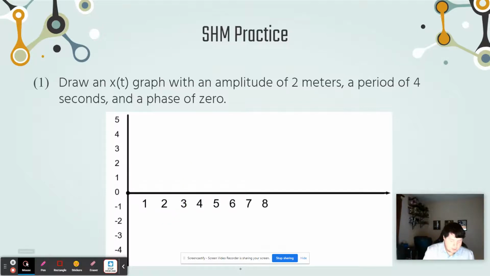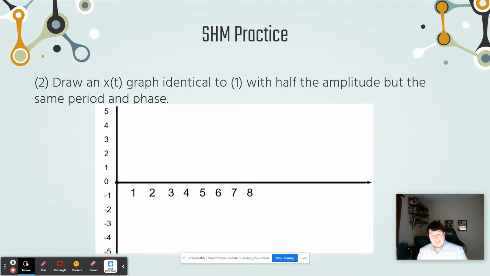This next question just asks us to consider the same period and phase we did in the first one, but with half the amplitude. So what would halving the amplitude do to a wave? Well, that'll just make the wave squish down more toward the x-axis here. And so we'll draw a wave here that is a little squished from there.